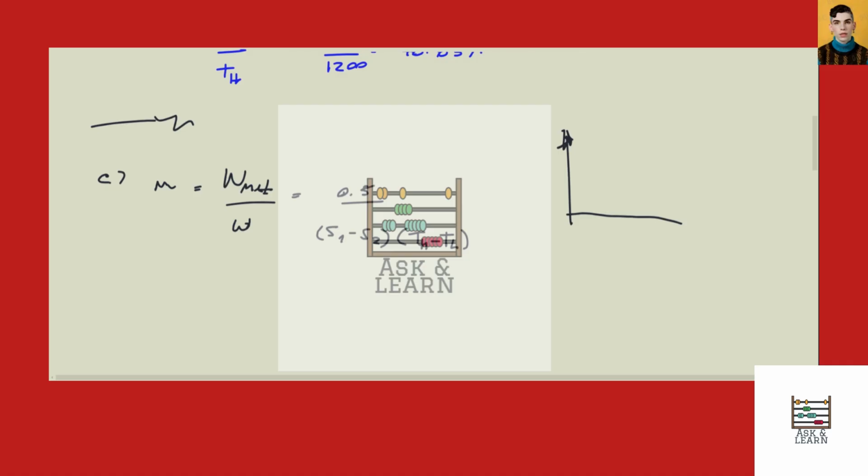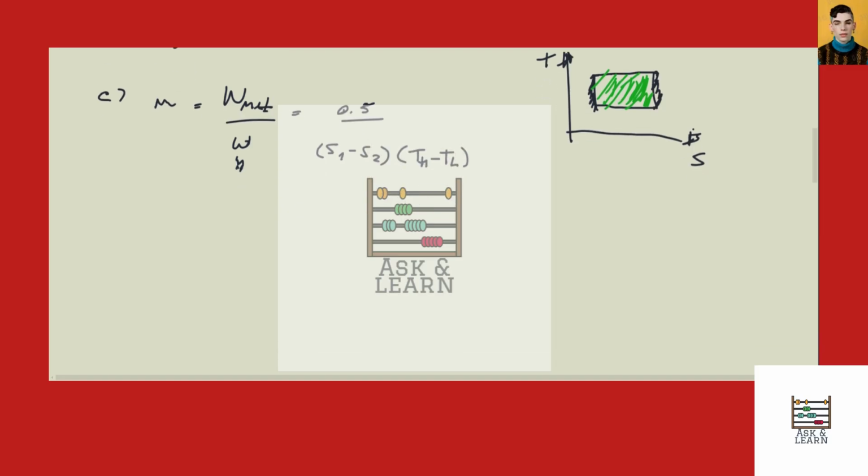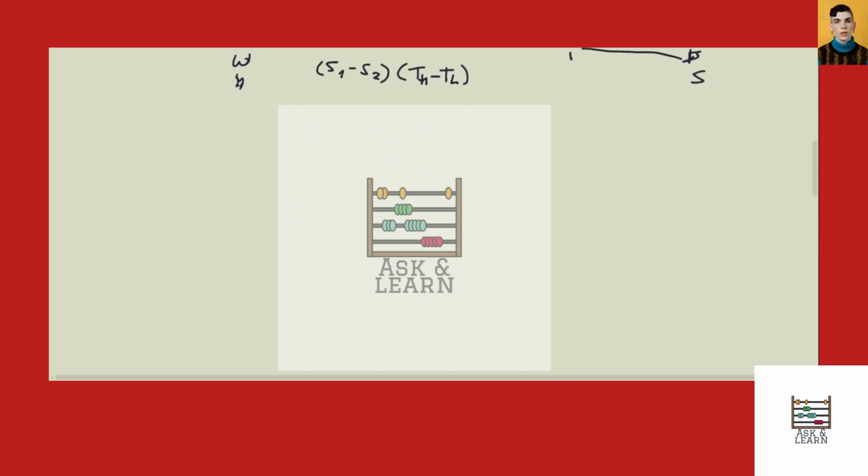Because just an observation, remember that a Carnot cycle on a TS diagram is represented as a square box. This is the isentropic, this is the isentropic. So this omega that we are calculating here is just the area inside this box. This is just an observation for anyone who wants to calculate this. So this is what we managed to calculate here: S1 minus S2 that multiplies TH minus TL.